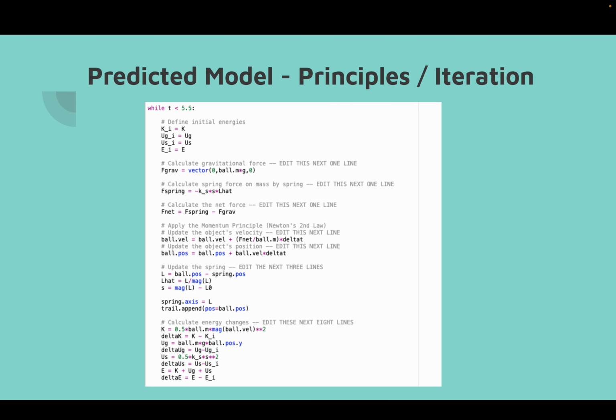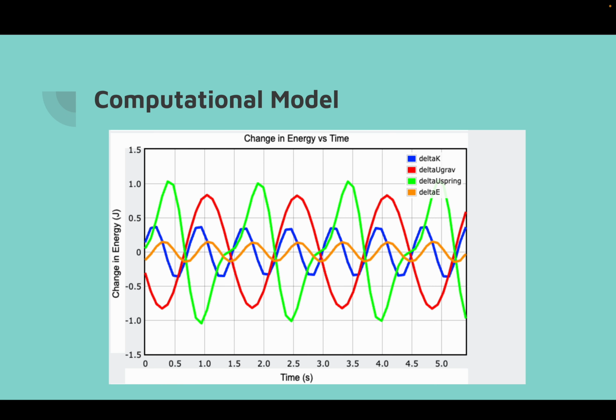Now let's look at the principles and iteration. While the time is less than 5.5, I defined some of the initial energies like kinetic and gravitational, and then I found the gravitational force and spring force, and subtracted them to find the net force. I then found the velocity of the ball and the position of the ball using the position and velocity update formulas. I then updated the spring using L hat equals L divided by the magnitude of L, and s equals the magnitude of L minus L naught. At the bottom, I calculated the energies, added them all up, and found the change in energies.